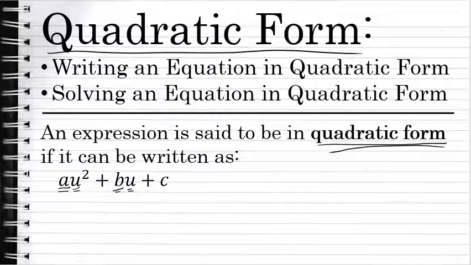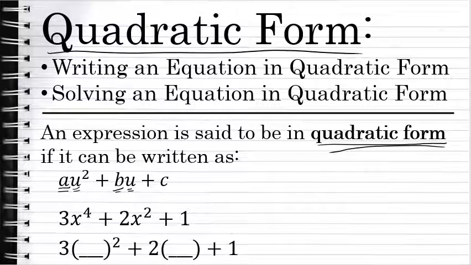This isn't as hard as it may seem. For example, 3x to the fourth plus 2x squared plus 1 is not a quadratic. It's not a polynomial where the highest power on the variable is a 2. However, it could be written in quadratic form if we could express it this way, where the a, which is 3 in this case, the b is 2, and then the constant is plus 1. Those stay the same. Can I write x to the fourth and x squared as the same expression u, first to the second power, and then to the first power?